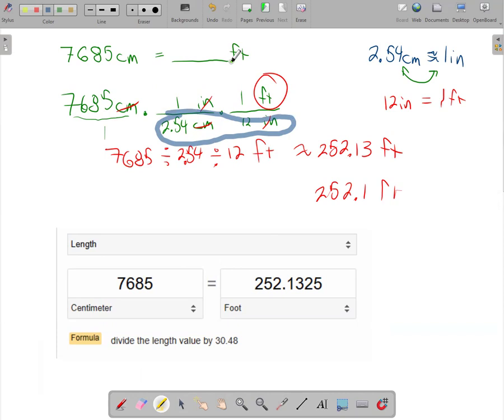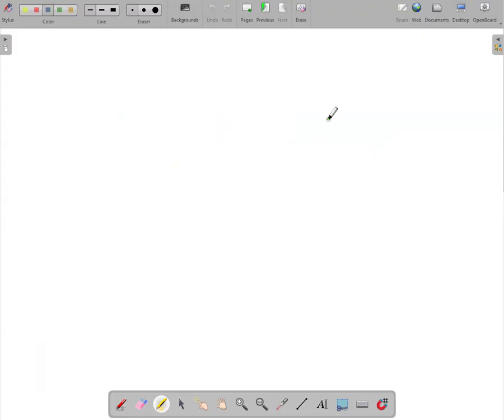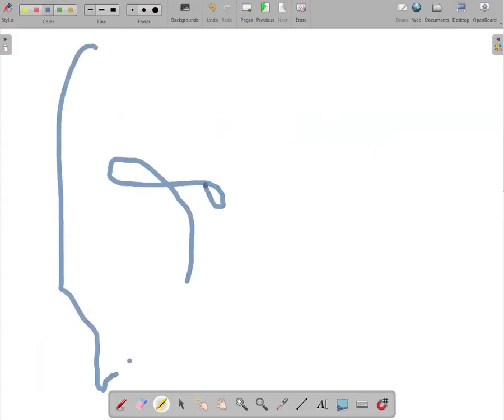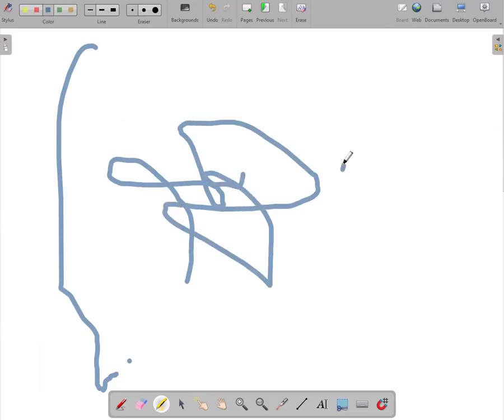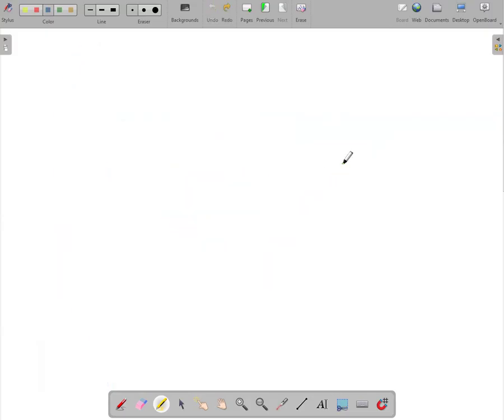Bella's gave it turned the 0.1325 into inches for us. So let's take a look at that. We've done stuff like that before in class, but it's been a while. So let's see, I need a new page. All right, so we started, whoa, and it's stuck in highlighter mode. Okay, weird. We started with the 7,685 centimeters, and we wanted to convert that into feet.